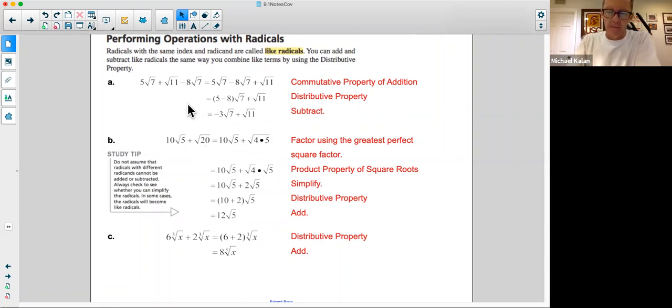Here's an example of that, okay? In this problem, 5√7 + √11 - 8√7.